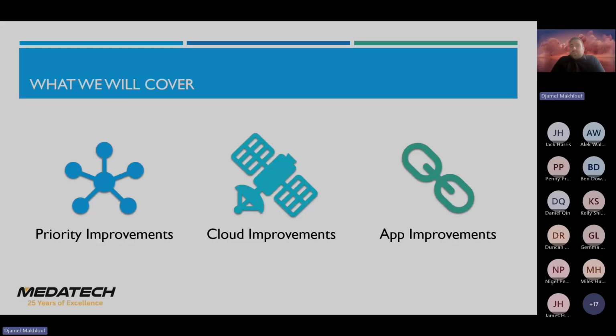Okay, so what are we going to cover today? We're going to look at improvements to Priority, improvements that are available on the cloud, and some app improvements as well.